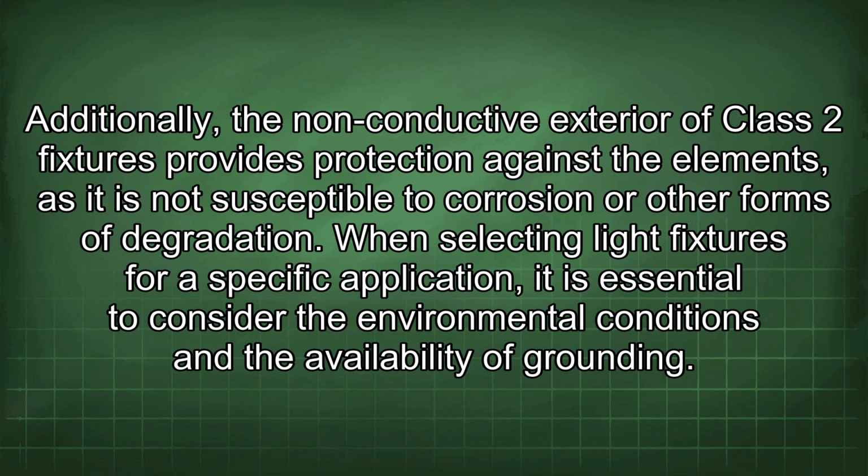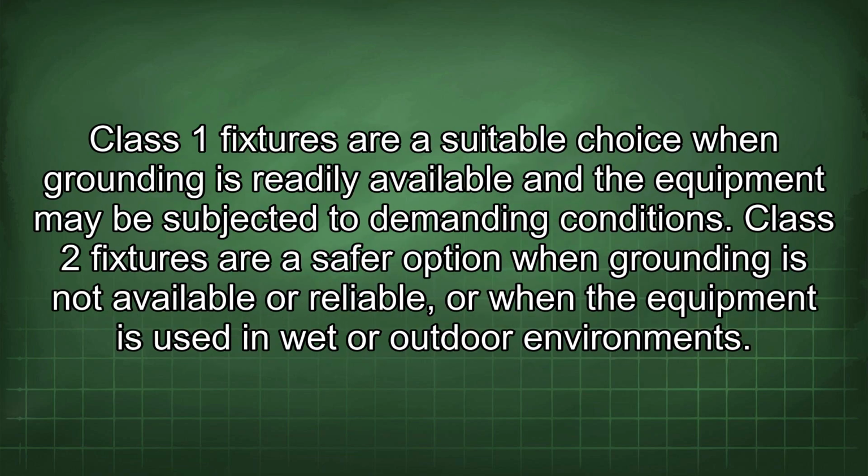When selecting light fixtures for a specific application, it is essential to consider the environmental conditions and the availability of grounding. Class 1 fixtures are a suitable choice when grounding is readily available and the equipment may be subjected to demanding conditions. Class 2 fixtures are a safer option when grounding is not available or reliable, or when the equipment is used in wet or outdoor environments.